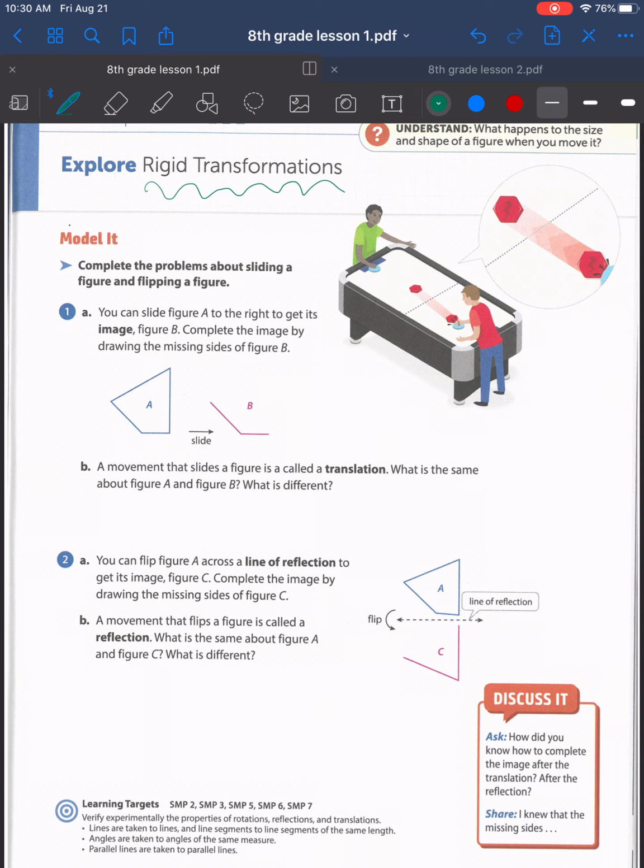You get the idea. So there are slides, flips, rotations, and all of those are called translations. They translate somewhere else, okay?